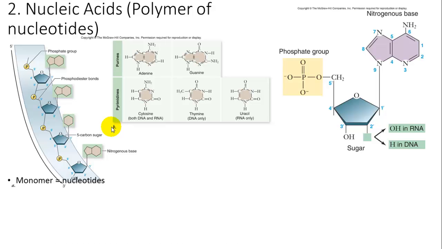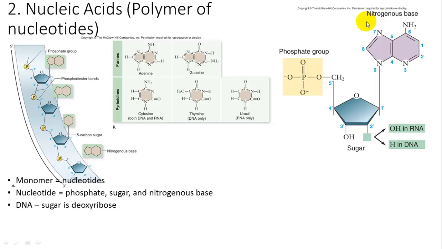Alright, our second one is nucleic acid, and this is a polymer of nucleotides. Okay, so the monomer then is our nucleotide. A nucleotide is made up of a phosphate, so that's what this is right here, which is a phosphorus surrounded by oxygens, a sugar molecule, here, well, I'll talk about the different sugars in a second, and then a nitrogenous base. In DNA, deoxyribonucleic acid, the sugar is deoxyribose.